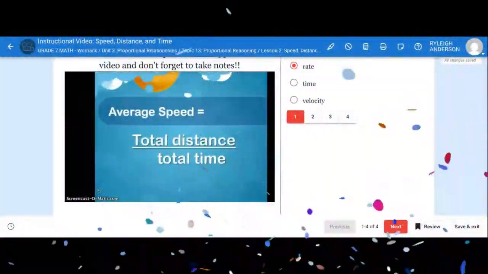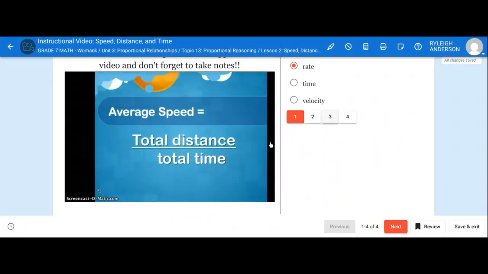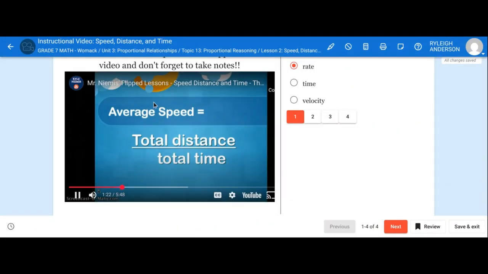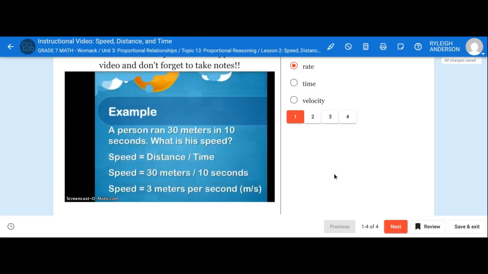For average speed, you're going to see that it's the total distance traveled over the total time. So it's pretty much the exact same formula. All right, so here's an example.